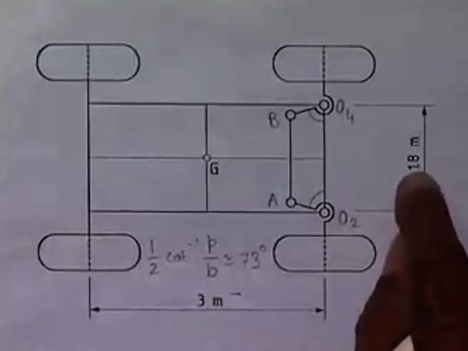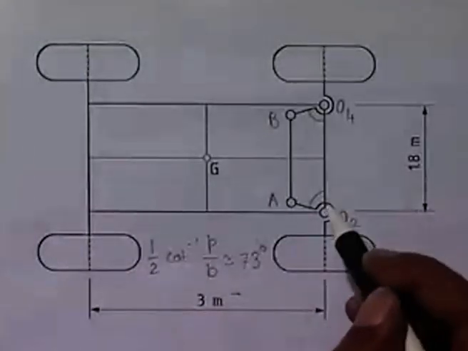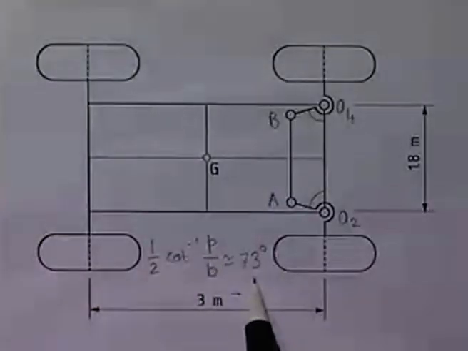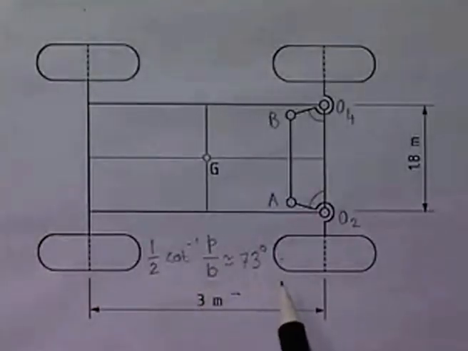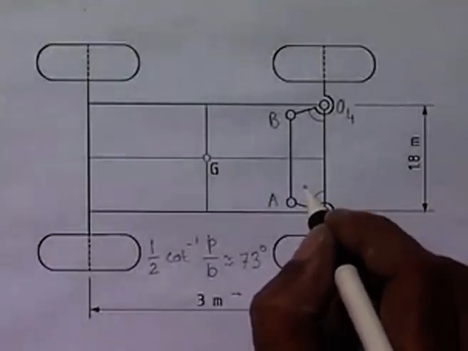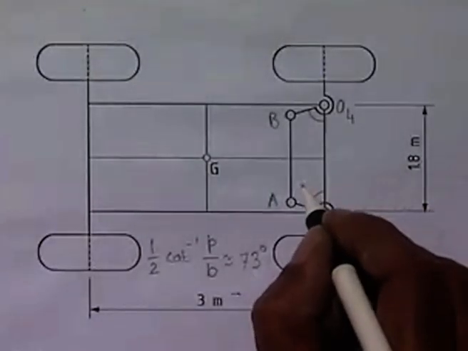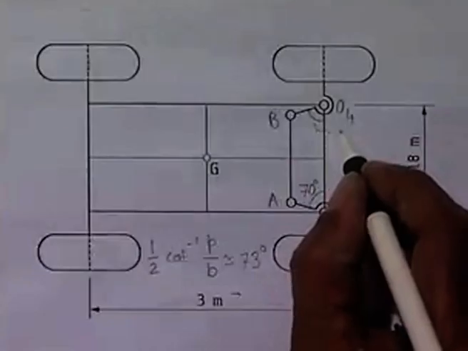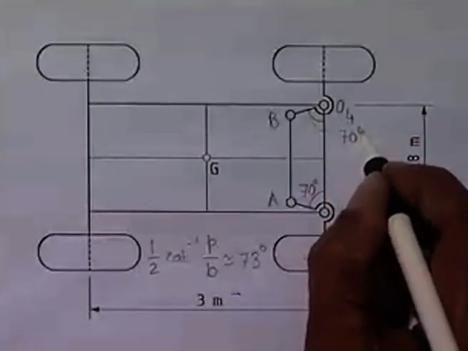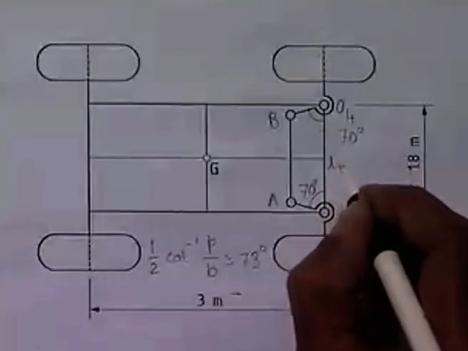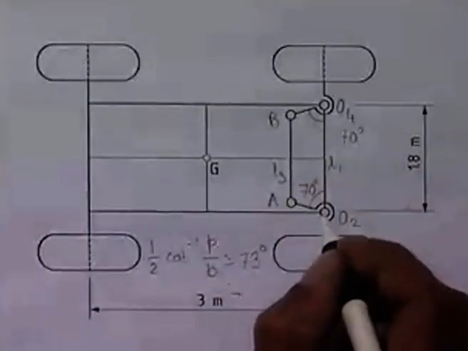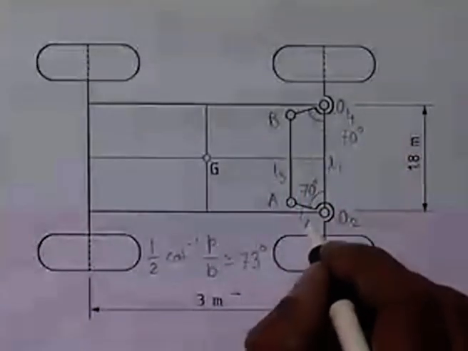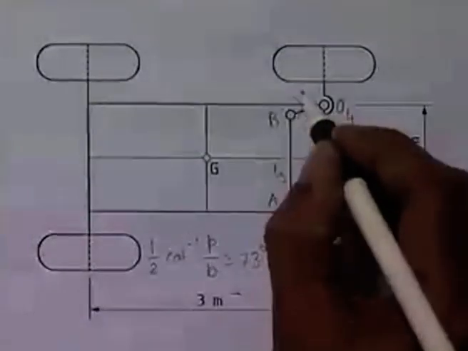For P equal to 1.8 meter, B equal to 3 meter, this angle, which we call alpha then, turned out to be half of cot inverse P by B, approximately 73 degrees. For this problem, we assume these two angles to be 70 degrees. Quite close to 73 degrees, I take this angle as 70 degrees. This angle is also 70 degrees. This is L1, this is L3, and O2A and AB are same, which is say L2. This length is L2, this length is also L2.